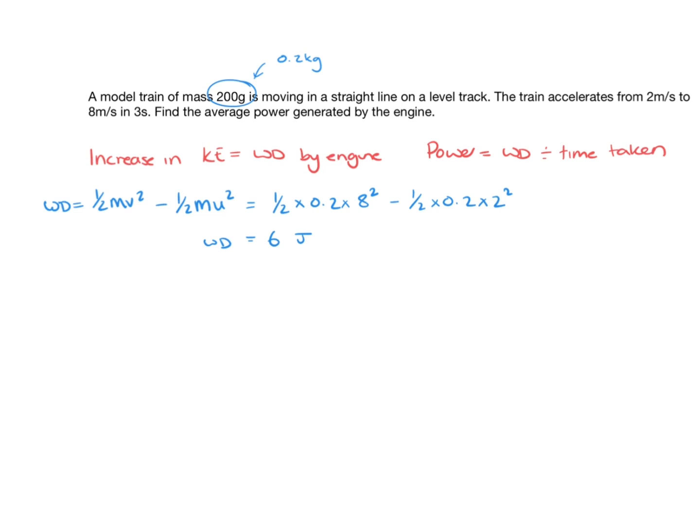Now we're going to use our power formula. So we're going to have the average power is equal to the work done, which was 6, divided by the time taken, which was 3. And this is going to give us an average power of 2 watts.